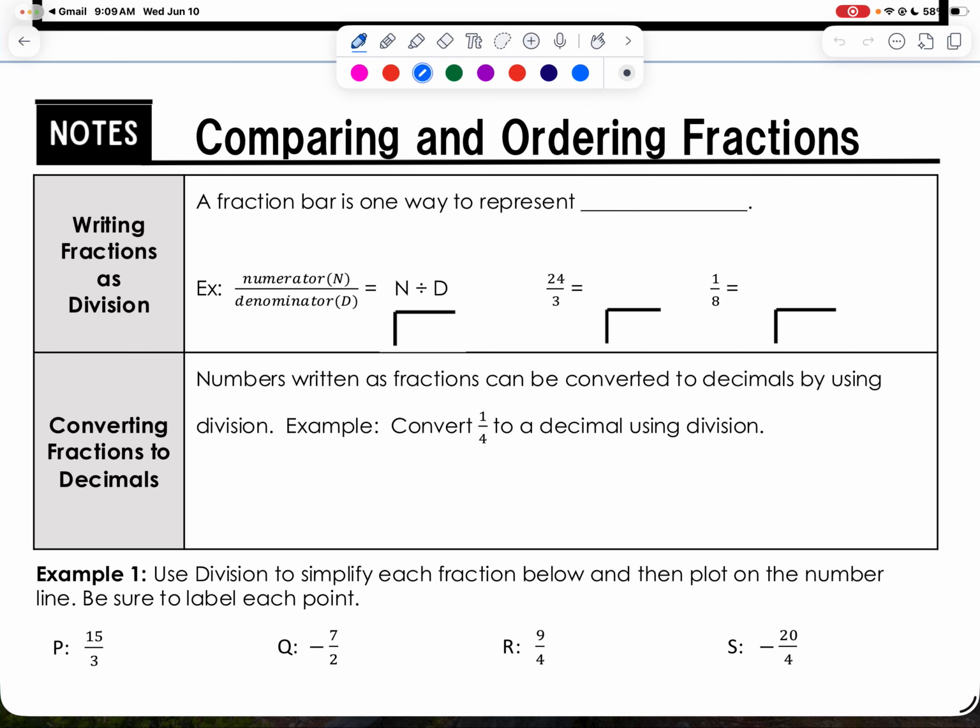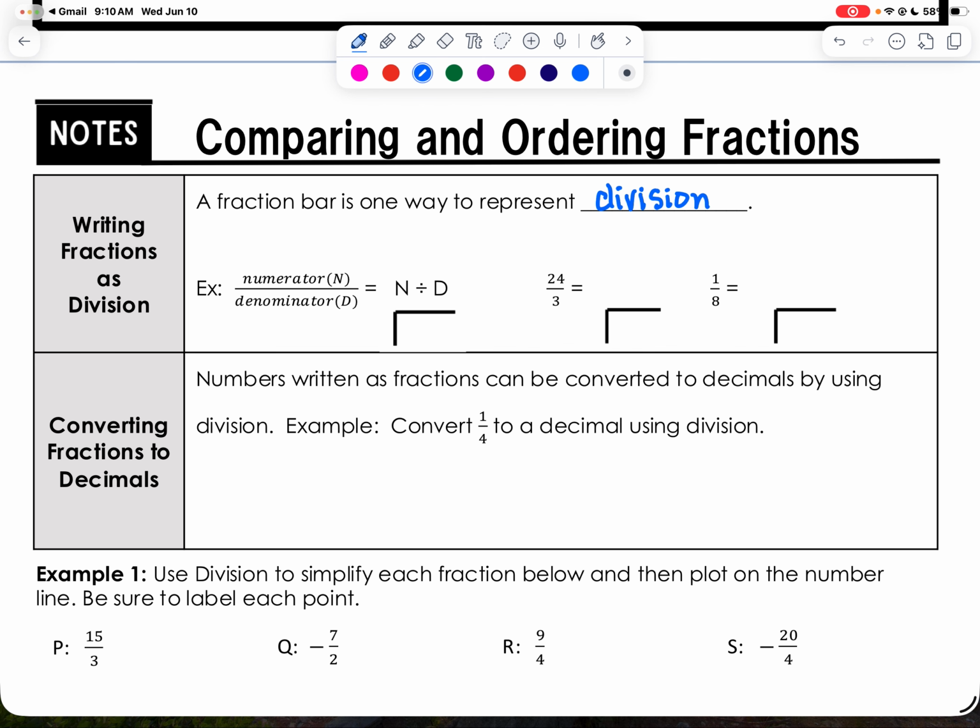In today's lesson, we will be comparing and ordering fractions. To compare and order fractions, it's often necessary to convert the fraction to a decimal. To do that, we need to understand that we can write fractions as a division problem, because a fraction bar is one way to represent division.